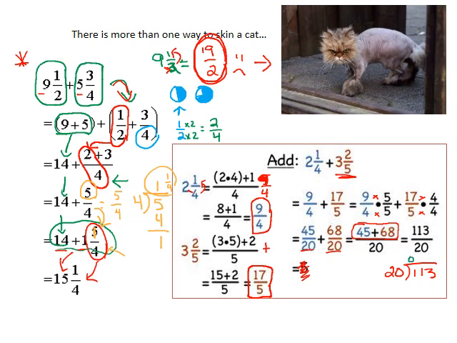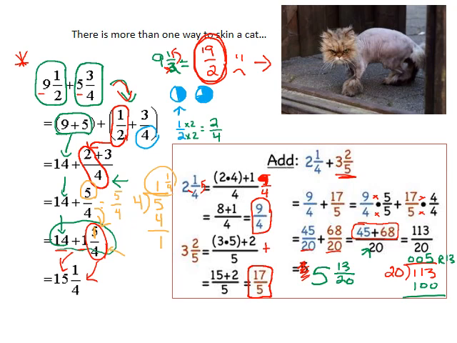Okay, does 20 fit into 1? No. Does 20 fit into 11? Nope. Does 20 fit into 113? Yes, 5 times, which would be 100. And then we have 13 left over. Okay, so this should have said 5 is your whole number, 13 is what's left over, original denominator, right there, 20. Okay, so more than one way to skin a cat.